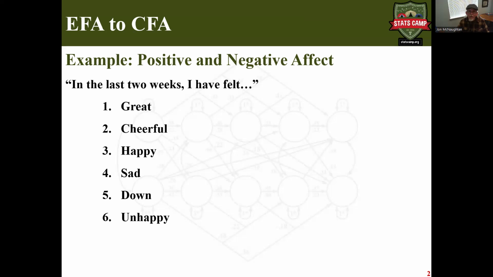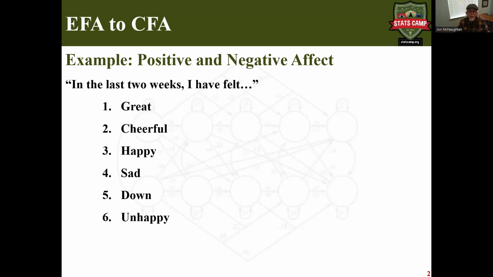Now, the hallmark of a confirmatory factor analysis is indeed, I'm trying to confirm my expectation of a structure that I think is in those data, right? And so the example here I have is a simple one of positive and negative affect. There are two constructs that many people readily understand. You might have a protocol like this one. In the last 2 weeks, I have felt great, cheerful, happy, sad, down, unhappy. Well, a priori, we would expect two constructs within these data of 6 items.